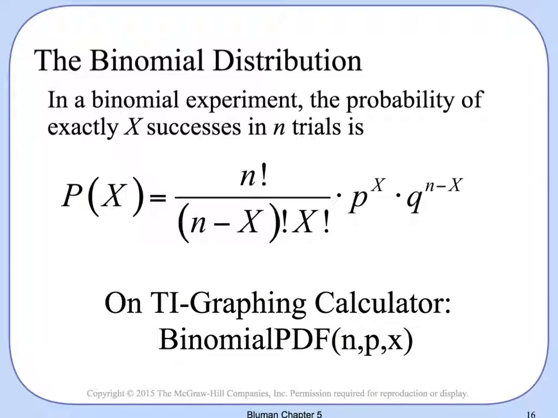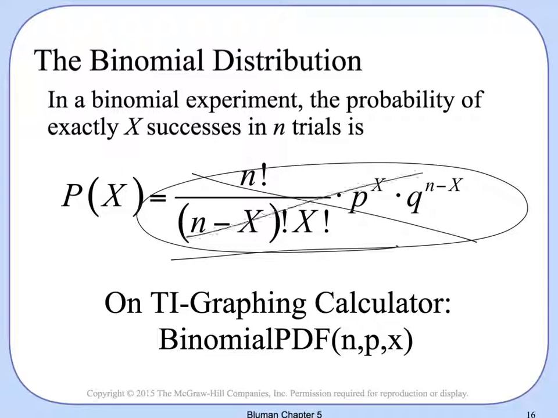Here's the longhand formula to find each probability. How many of you want to type this in with all the factorials and the exponents? If you do, great, follow the formula, plug everything in. If not, ignore that, grab your graphing calculator, and find the binomial PDF. All you have to do is type in N, P, and X, and it will accurately do that for us.